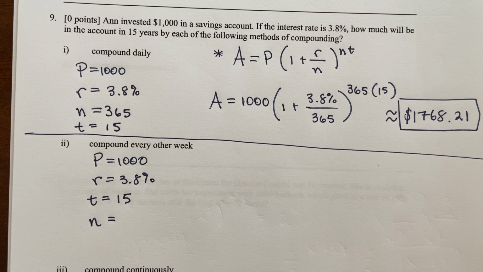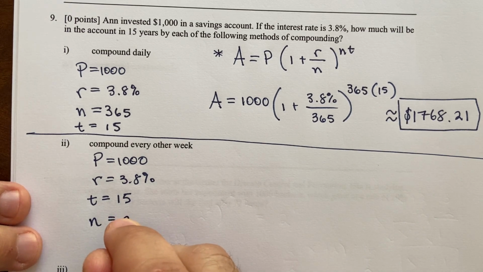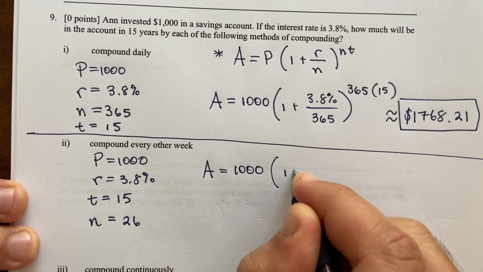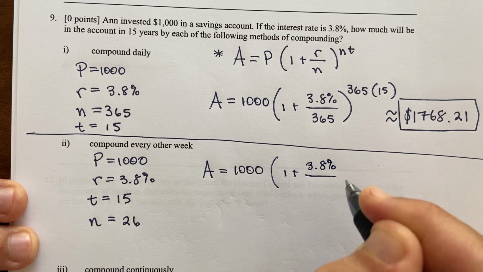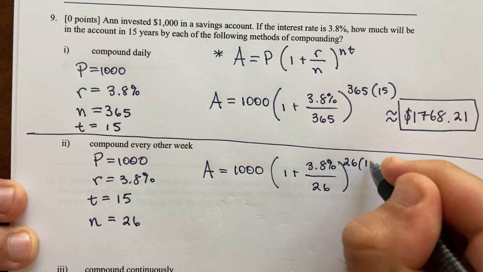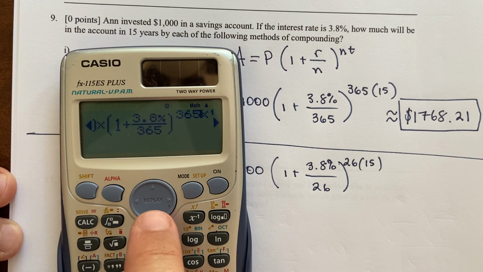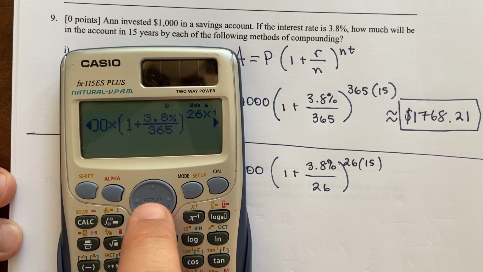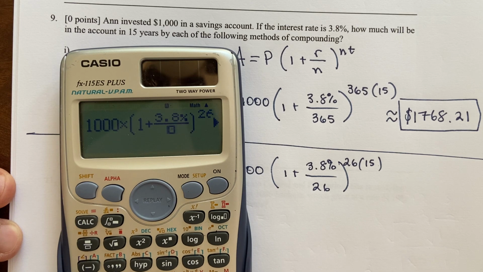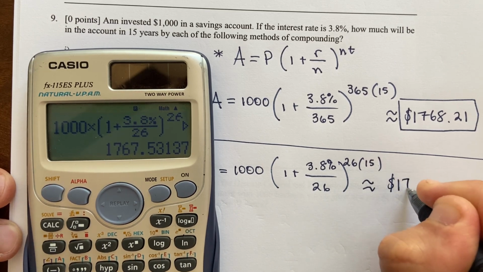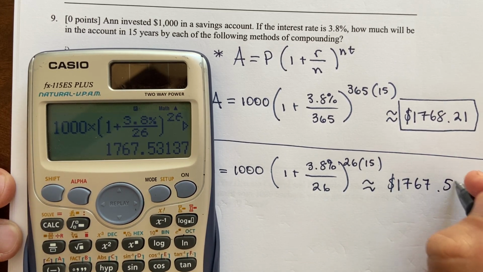There are roughly 52 weeks in the year. So if you're counting how many every other weeks there would be about 26. So I would have the amount equals 1,000 times 1 plus 3.8% over 26 raised to the 26 times 15. So if it's still in your calculator, you can just press left, change these 365s to 26s. So I'm getting about 1767.53.